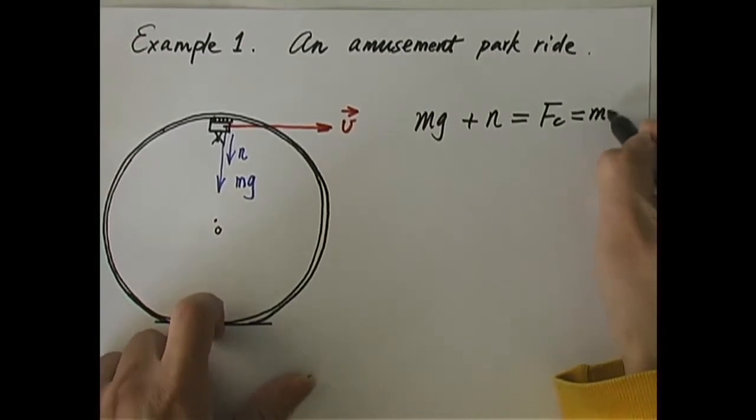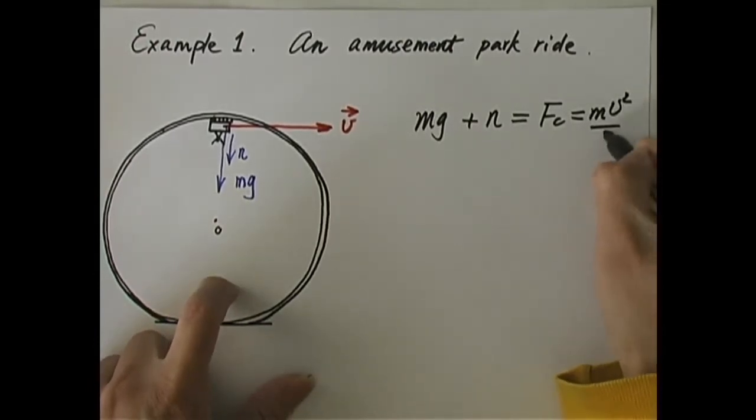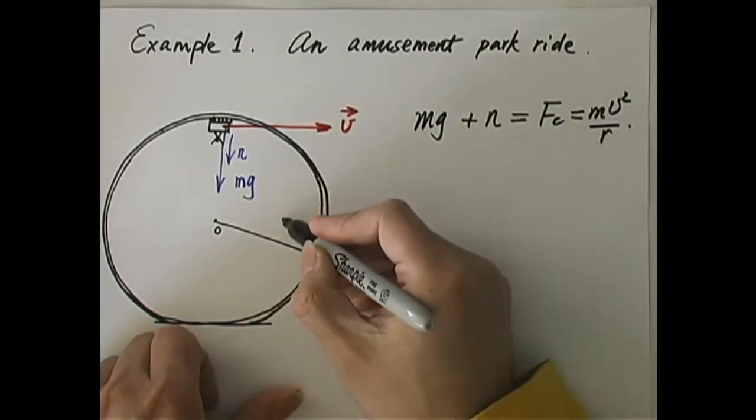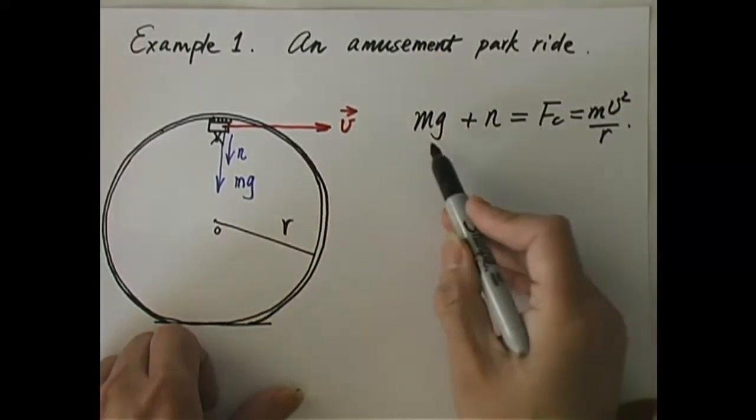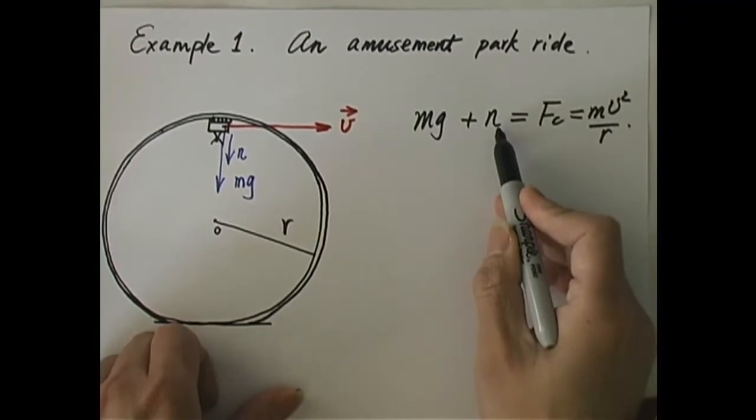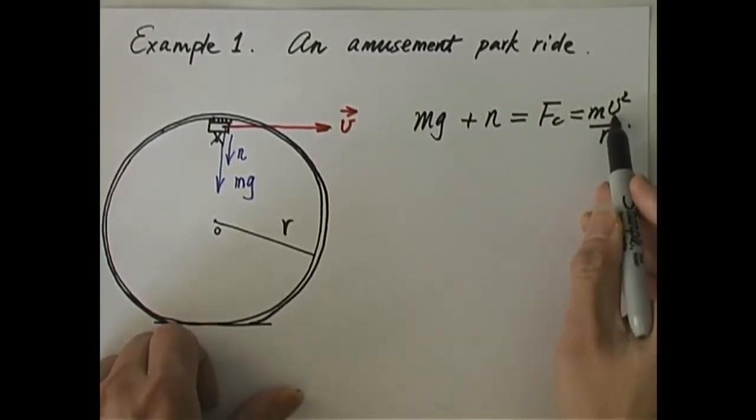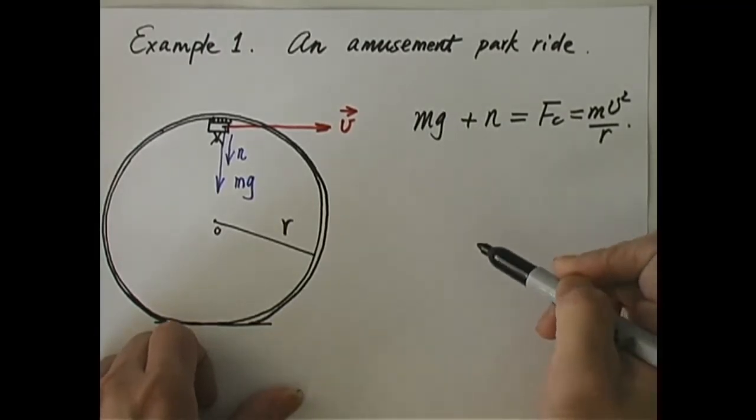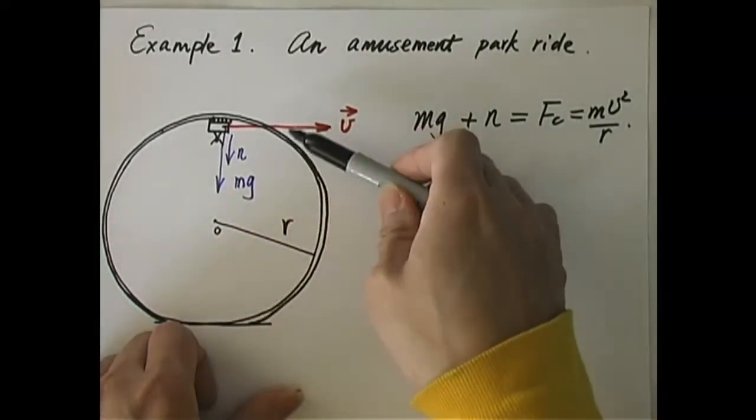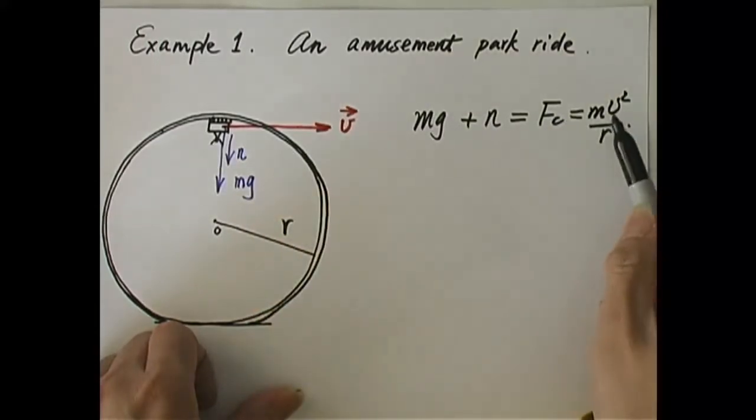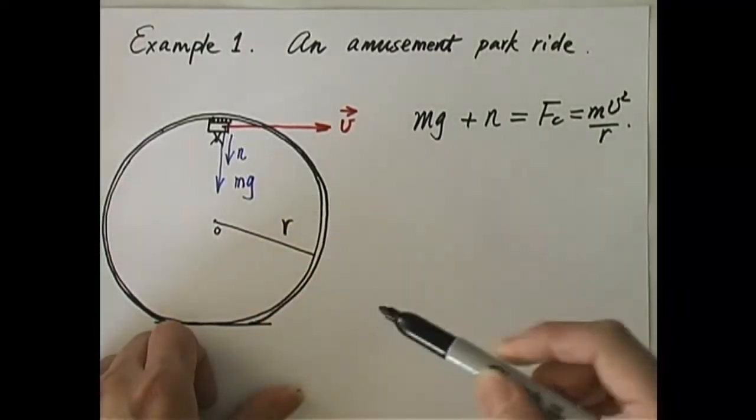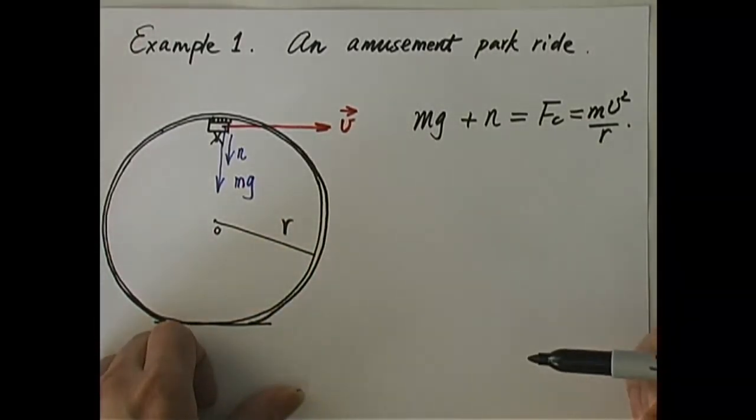So that's mv squared over r. r is the radius of the circle. And then from that, you can calculate n. You see, again, if v is very large, that requires a large n because mg is fixed. Now, imagine that you're not going all that fast, so v is not very large. That means only a very small n is required. The track does not have to push the cart very strongly.